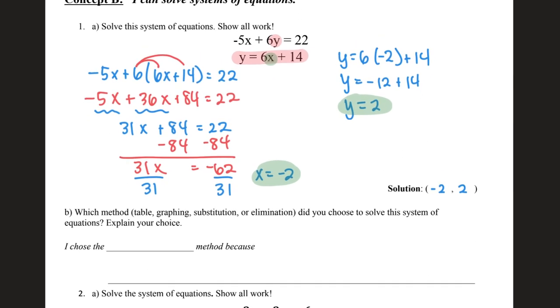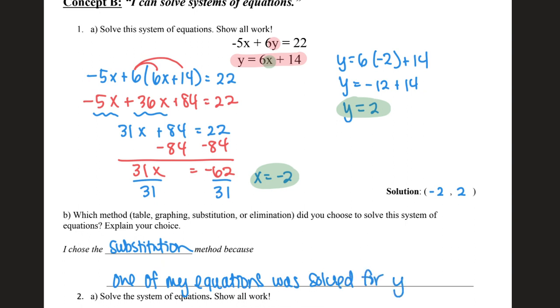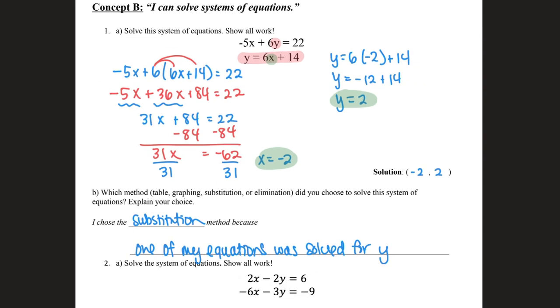Okay, so part B says, which method did you choose to solve the system of equations? Explain your choice. So I used the substitution method. And I chose that because one of my equations was solved for x or solved for y, so you could easily substitute it in.